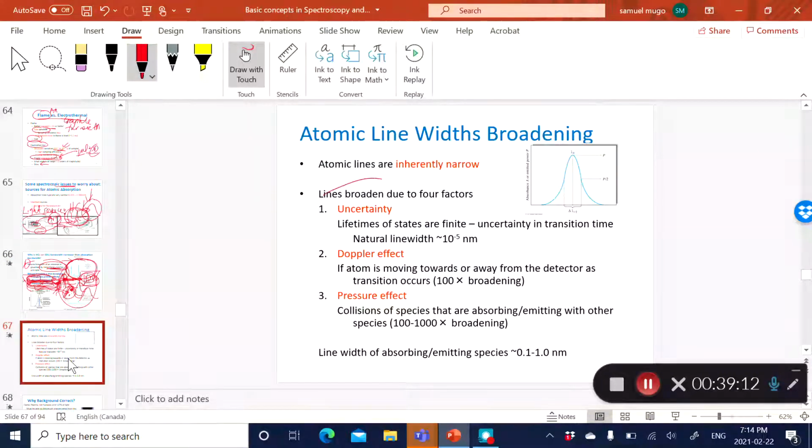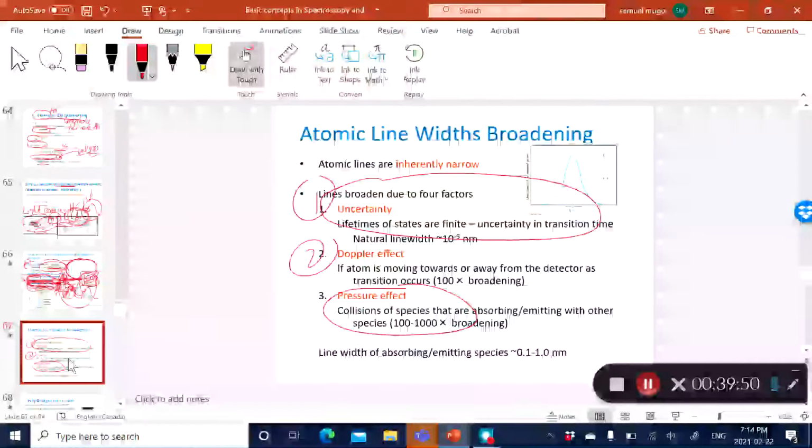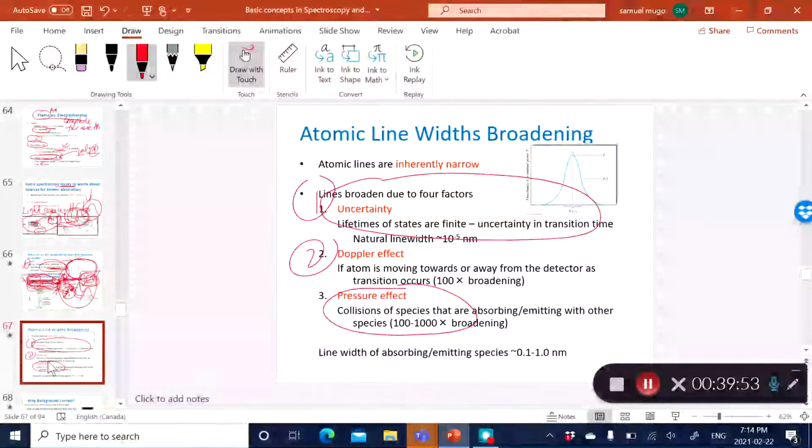So hopefully it's fairly clear: the Heisenberg uncertainty principle is one cause of band broadening. The Doppler effect is another cause of band broadening, again because of differential movement of the atoms towards the detector or towards the light source. And also the pressure effect, because of the kinetic energies that are different depending on the speed of the atoms, and as such, they're going to interact with the light at a different frequency, and because of that, you get band broadening.